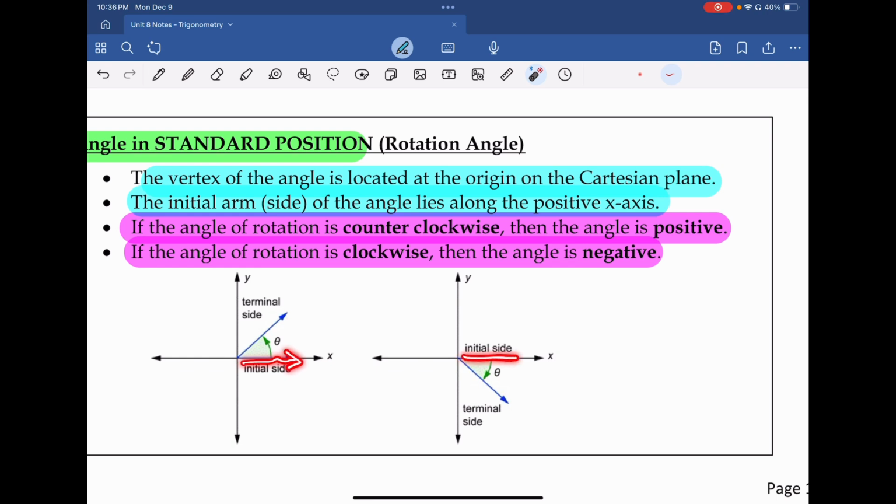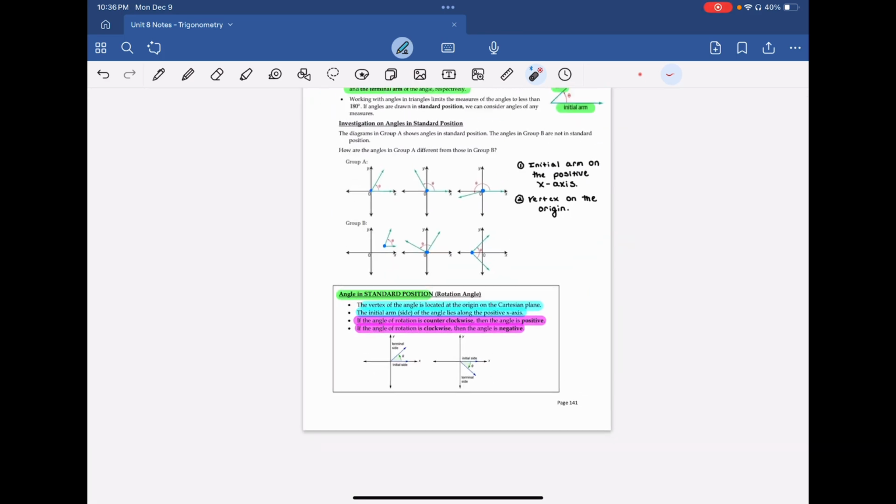We're always going to start on the positive x-axis, whether it's a negative or positive angle. Then, depending on which way we rotate, this will be our positives. And if we rotate down from the x-axis, this will be our negatives.